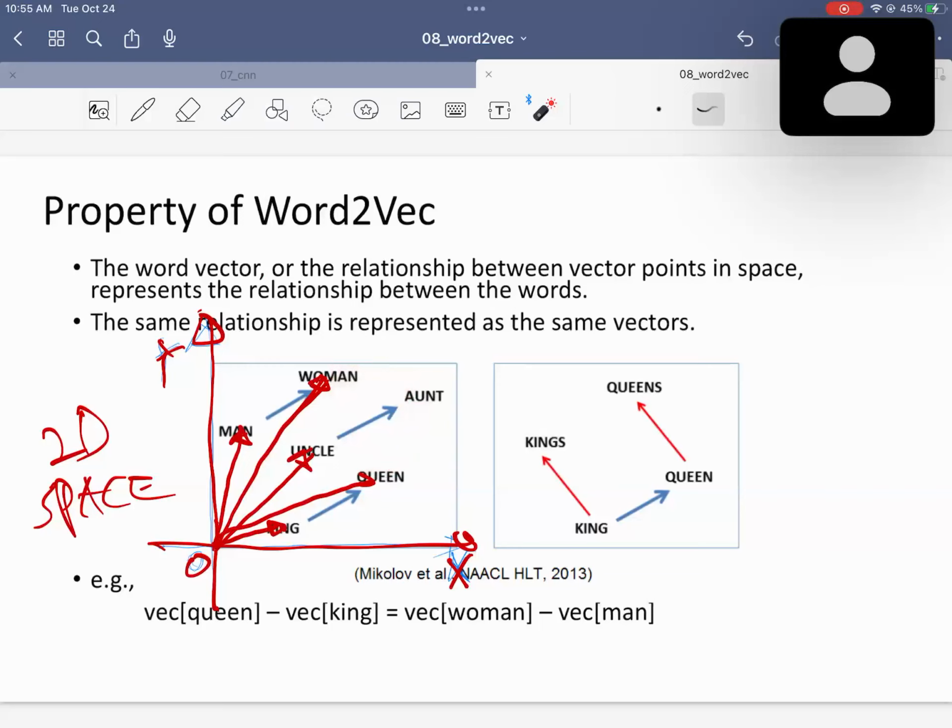So it means that the relationship between a male form and a female form has a very similar direction. I mean, these vectors wouldn't be exactly the same. This would be like this, and this would be like this, but still they would have a very similar magnitude and also similar direction. So somehow in this latent space, in this two-dimensional space, the relationship between words is captured.